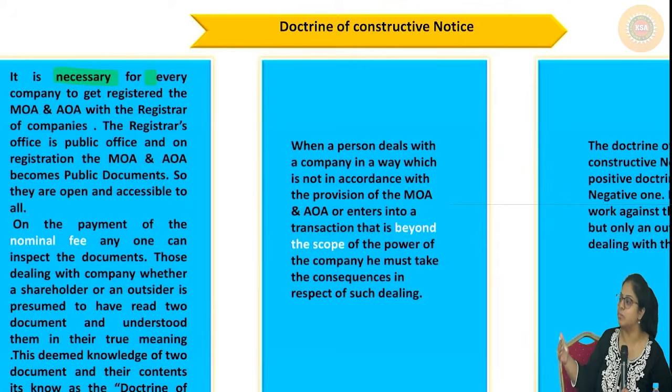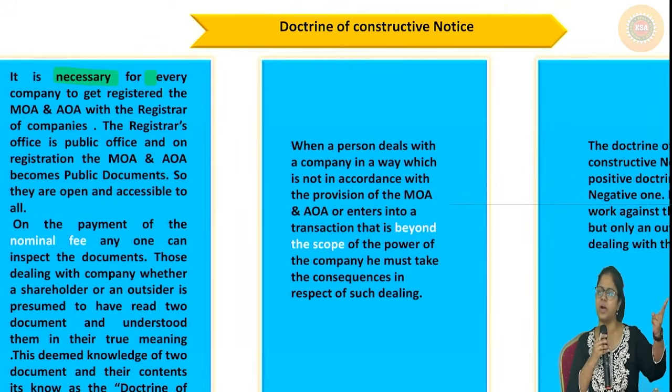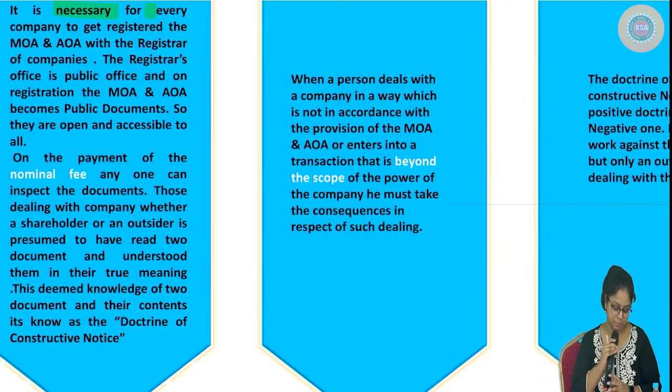I told you, right? MOA and AOA is a public document. Why are we telling this? Because it's mandatory for every company to get it registered. So if I or you or anybody wants to download the MOA or AOA of any company, you can pay 200 rupees on the MCA website and you will get access. You can download any company's financial statements. You just have to pay a nominal fee and you can download all the information. So if you download that, you can clearly read what the scope of the company is.